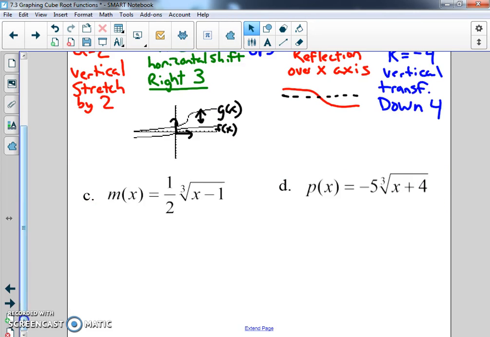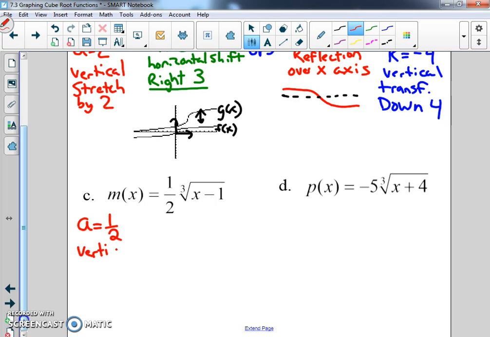Let's go ahead and look at these last two examples here. For m of x, I have the function equal to 1/2 times the cube root of x minus 1. Our a value is 1/2. Well, what does a 1/2 value mean out front? Well, this is a vertical compression. Let's convert vertical compression by 1/2.